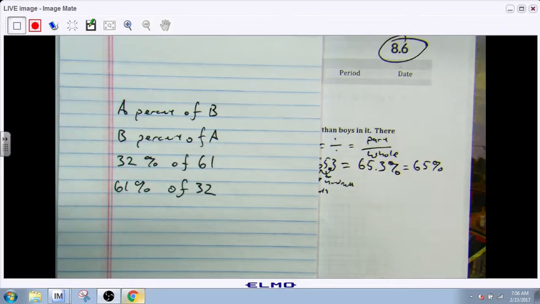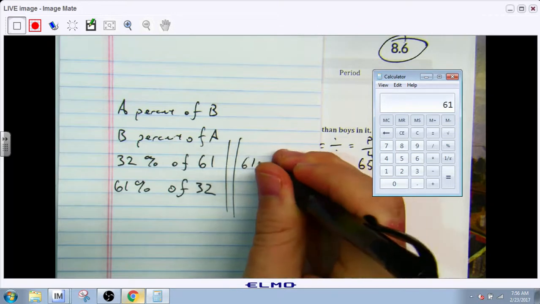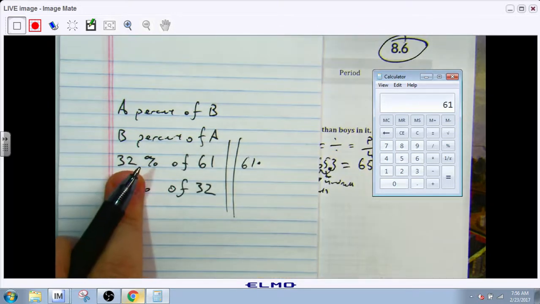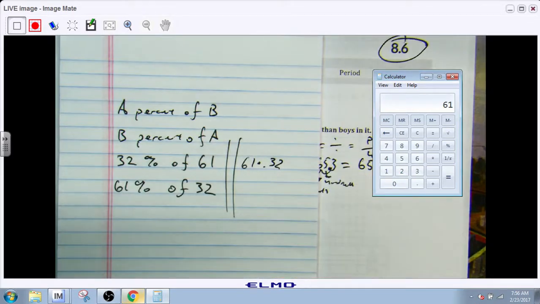Well, let's find out. So to calculate what 32% of 61 is, what I enter in my calculator is I start with 61, and then I multiply it by 32% in decimal form, so times 0.32. So I take 61 times 0.32, and you see I get 19.52.